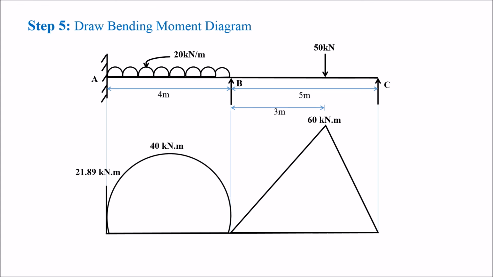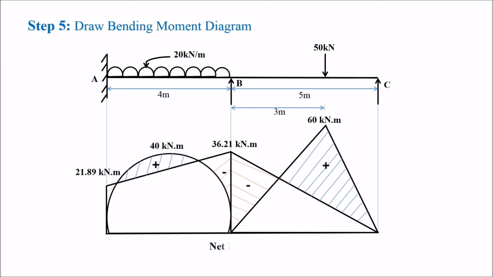So the support moments are MA is 21.89, MB is 36.21, and the moment at C is 0. So join A to B and B to C. This whole combination of simple bending moment and the fixed support moment is known as net bending moment. So this diagram is the net bending moment of the continuous beam.